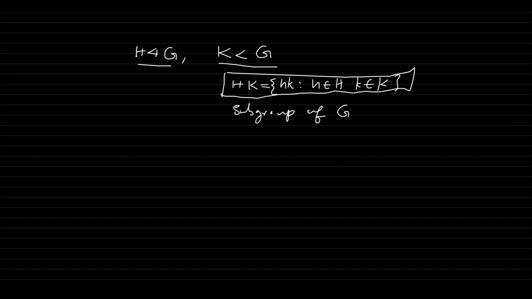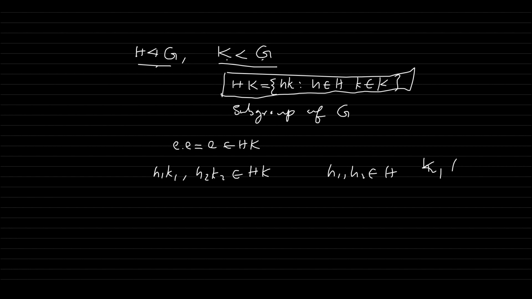For that, here H is a normal subgroup of G and K is a subgroup of G. So identity belongs to both of these sets, H and K. Therefore, by taking E product E, we will get the identity E, and this belongs to HK. Now let H1 K1 and H2 K2 belong to the set HK, where H1, H2 belong to H and K1, K2 belong to K.